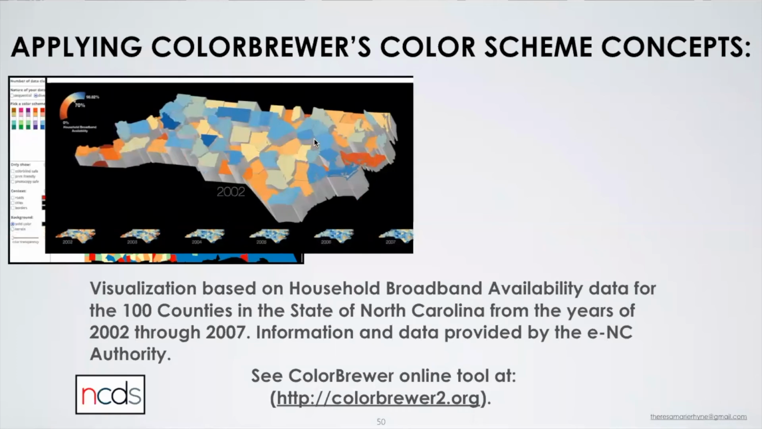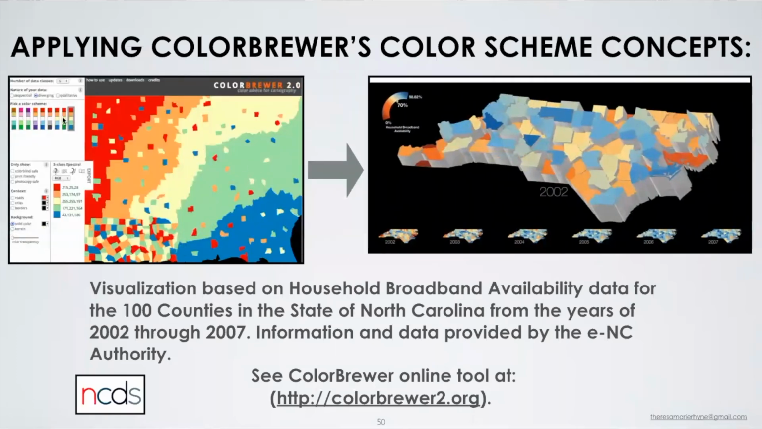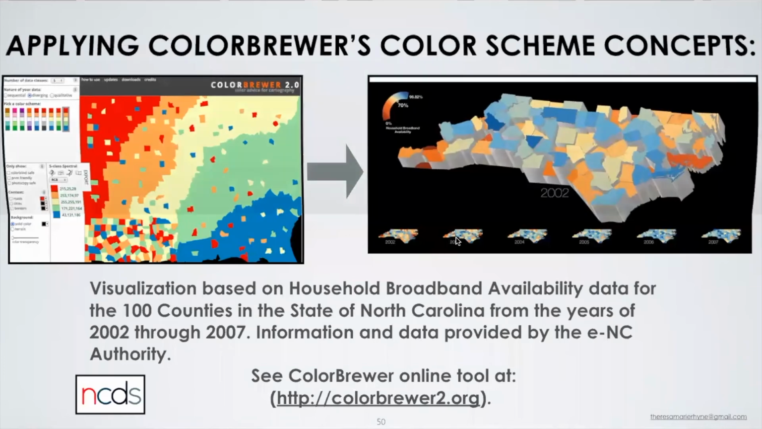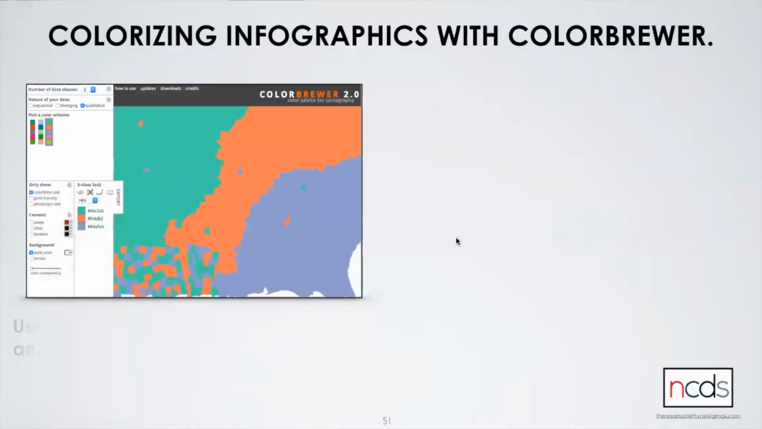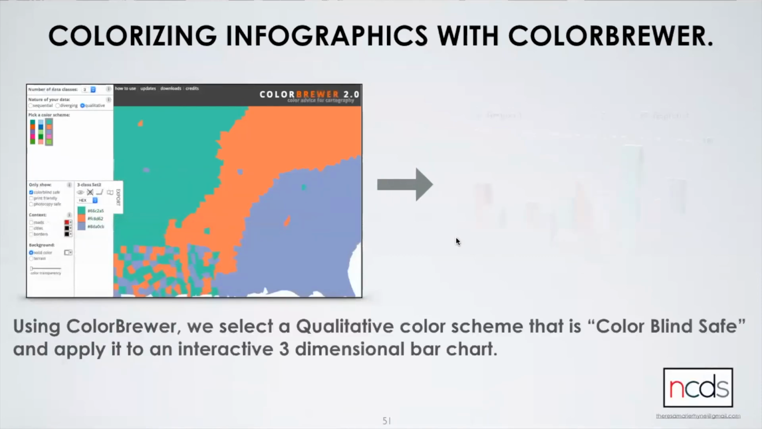So here's a particular example. We take this diverging color scheme from Color Brewer, and when we apply it to this particular visualization, notice color quantity makes a difference. The visualization looks a little bit different, but this is how we create this and how we use Color Brewer. We can use the same thing for infographics across in here.